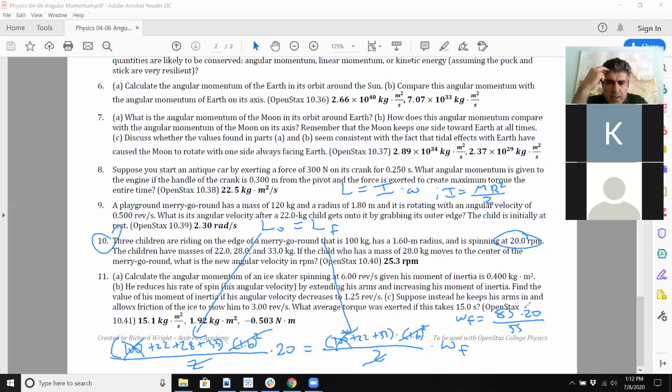Wait, Mr. Almashni? Yeah, go ahead. I'm still not understanding, because isn't 1.6 squared divided by 2? That's not 1, is it? No. I canceled 1.6 squared from 1.6 squared over here. Oh, okay. Sorry. Yeah, because the radius didn't change.